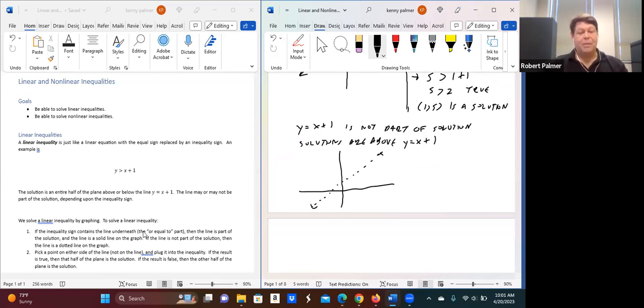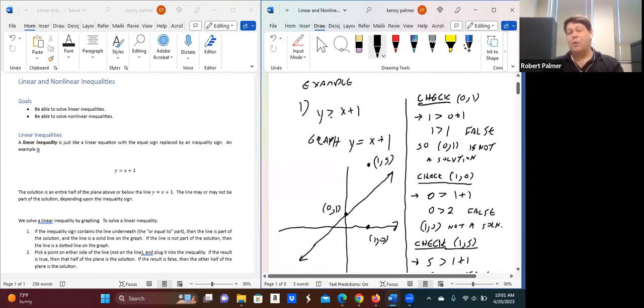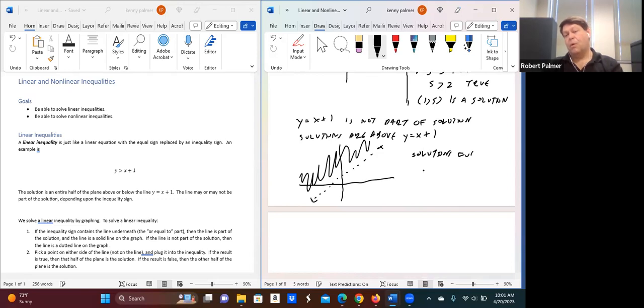So we're going to graph the line, and the way we tell whether it's part of the solution or not is, if there's no "or equal to" part, that automatically tells you the line itself is not part of the solution. We just did this to demonstrate why that's true. But anytime you don't have the "or equal to" part, it's not part of the solution. And our solutions are above this line, which I'll just indicate like that. So these are the solutions for y is greater than x plus 1.